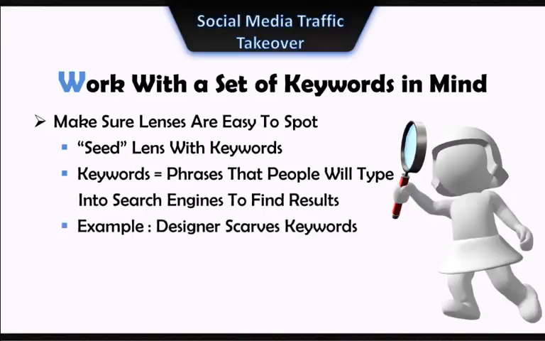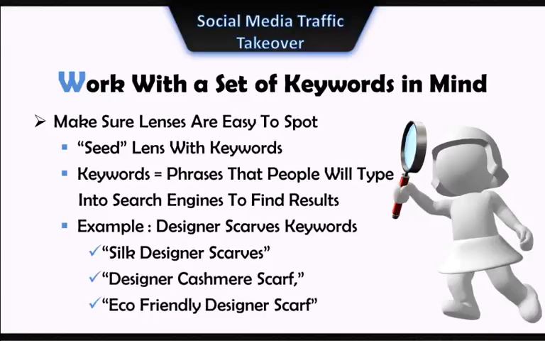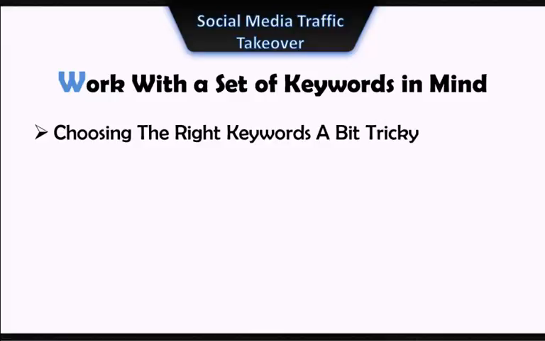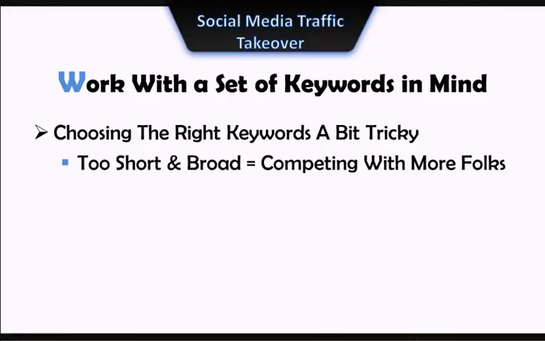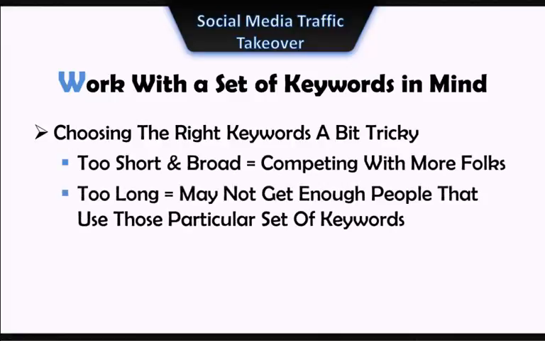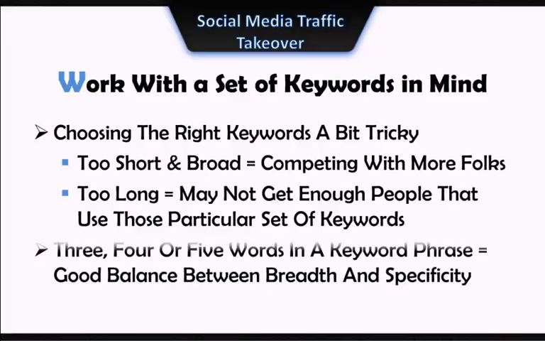For example, a Squidoo lens that talks about designer scarves could have silk designer scarves, designer cashmere scarf, or eco-friendly designer scarf as keywords for their lenses. Choosing the right keywords, however, can be a bit tricky. Make them too short and broad, and you could end up competing with more folks than you want. Make them too long, and you may not get enough people that use those particular set of keywords. This is why 3, 4, or 5 words in a keyword phrase are a good balance between the broad and the specific.